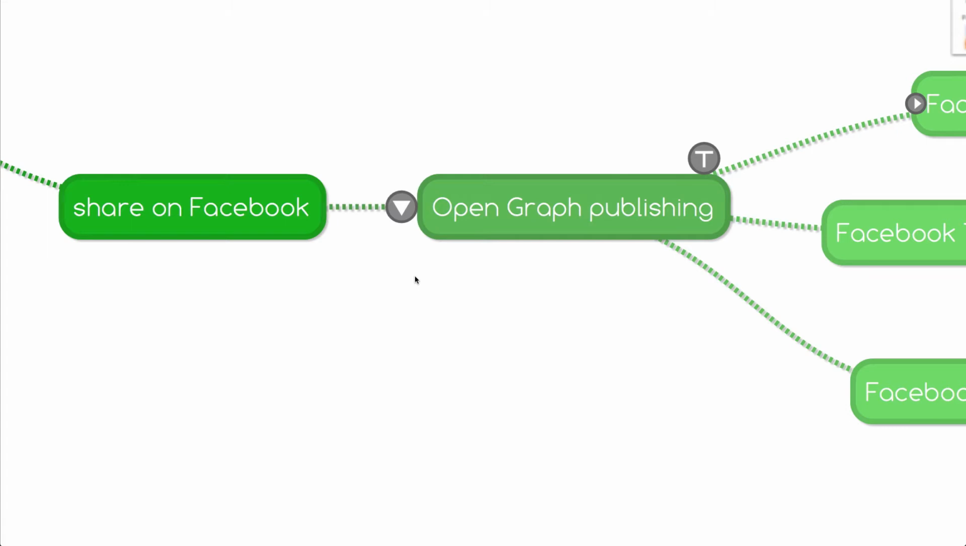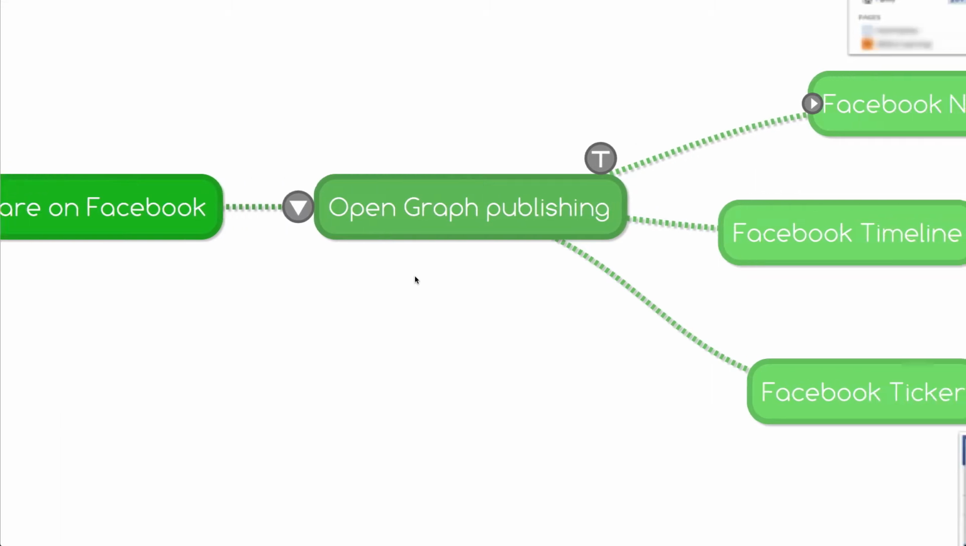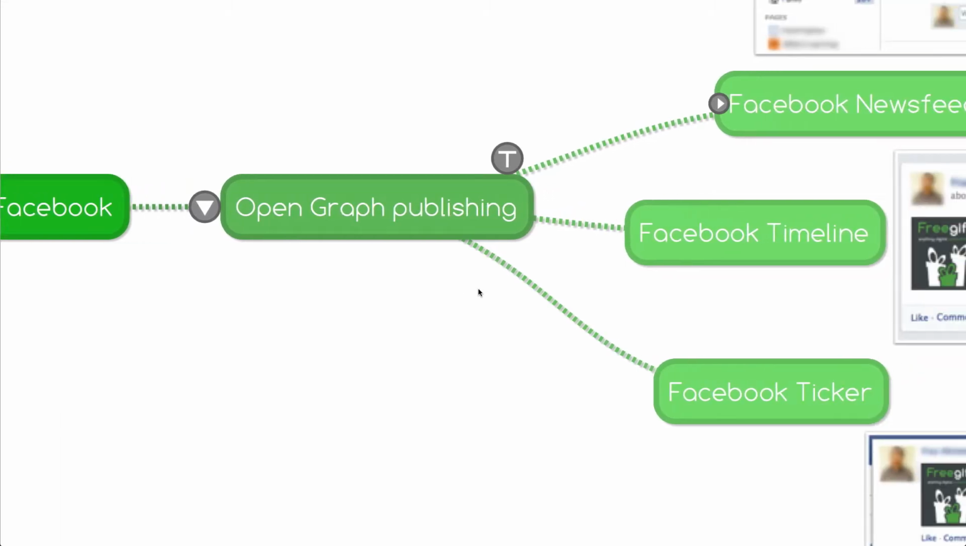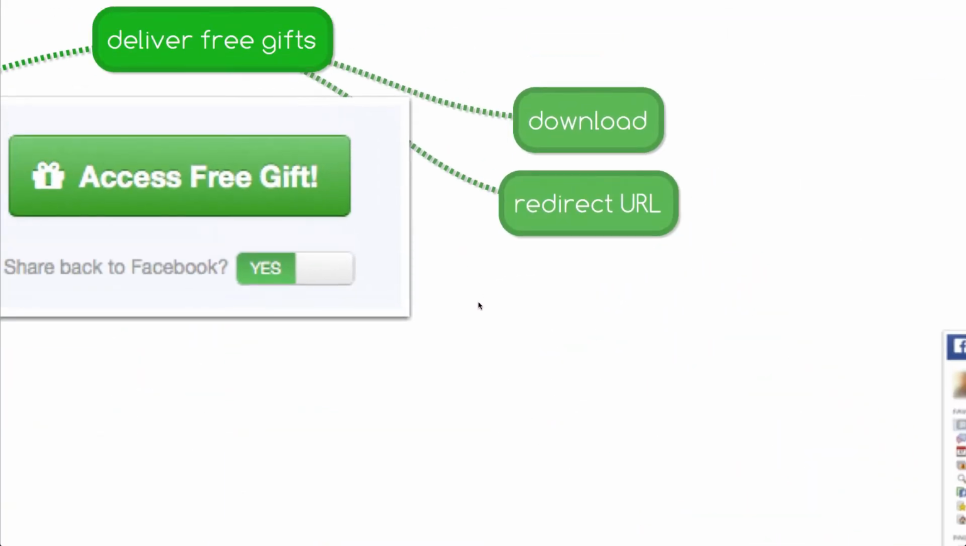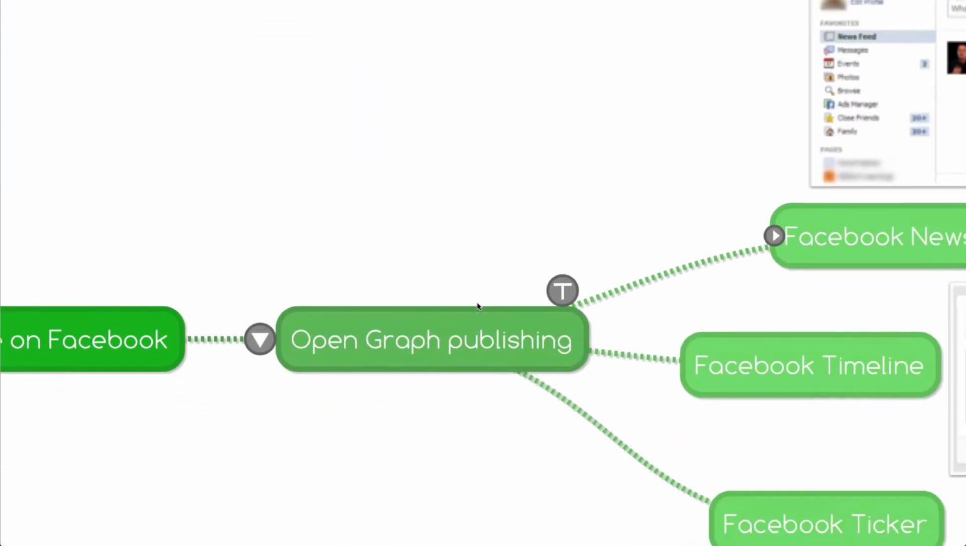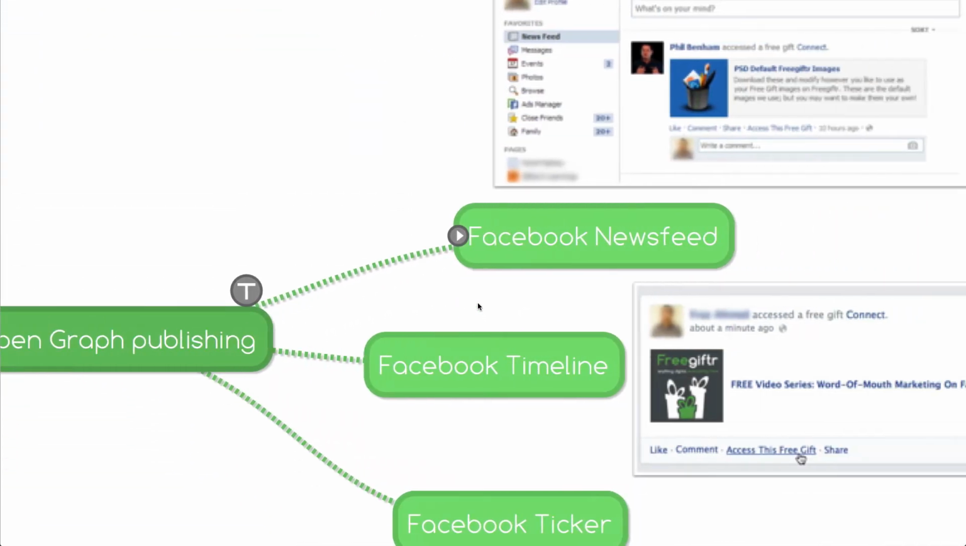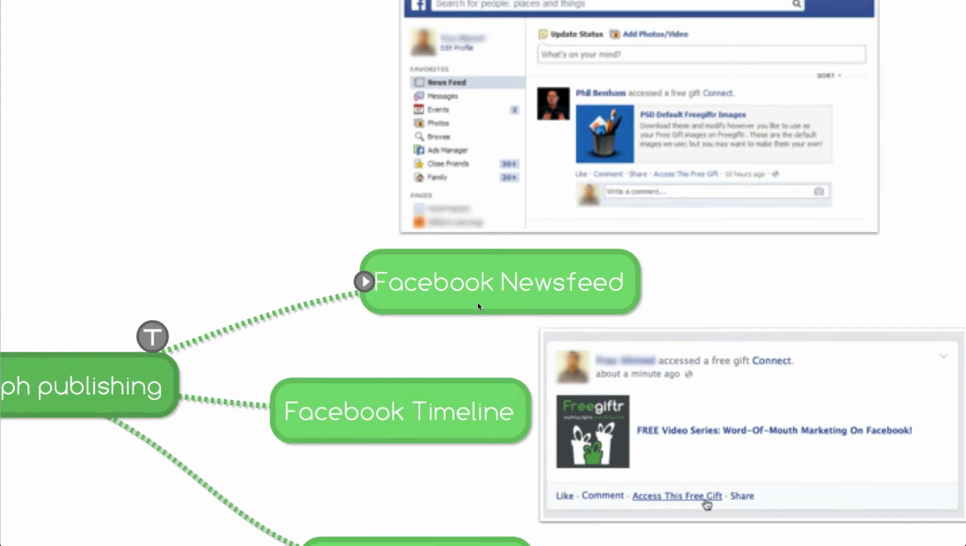And so that allows us to use an object and an action. So a user takes an action on an object. In this case, the object would be your free gift. Very easy. The action that they take is access the free gift. Okay, so once they've accessed the free gift, which actually says access free gift here, then they'll post to their Facebook newsfeed.